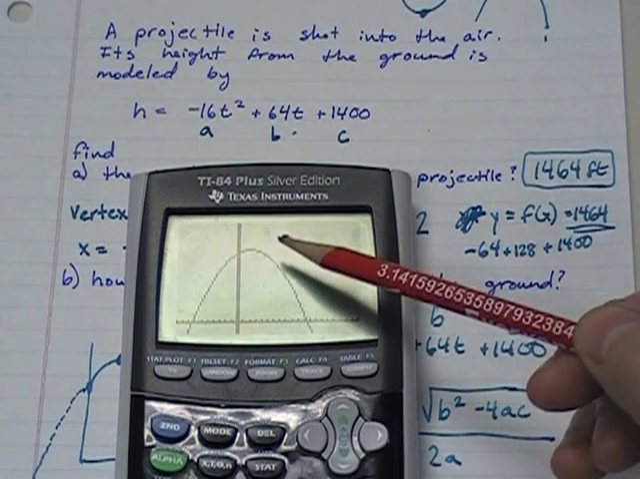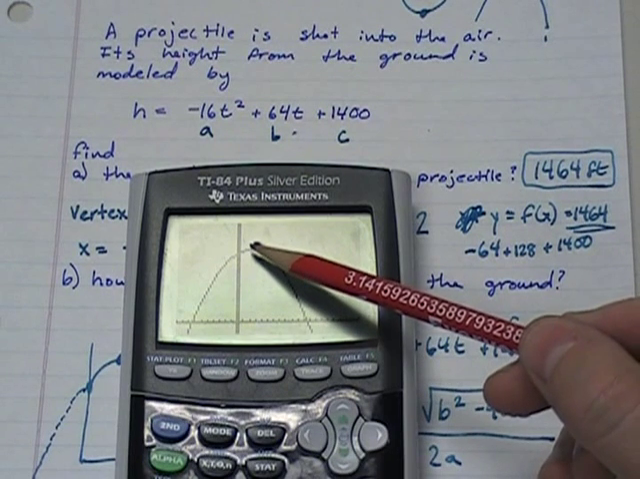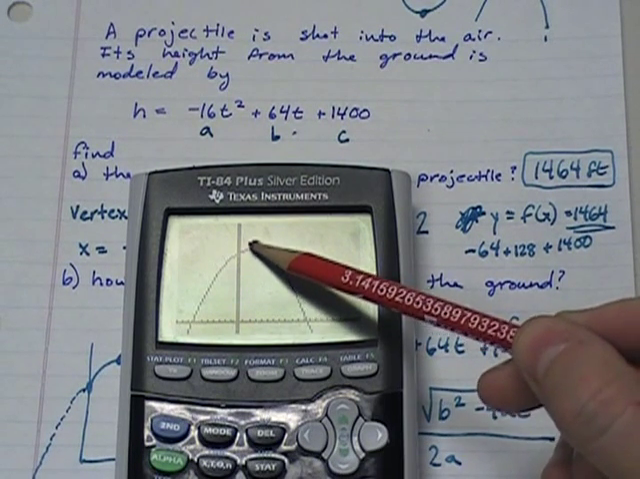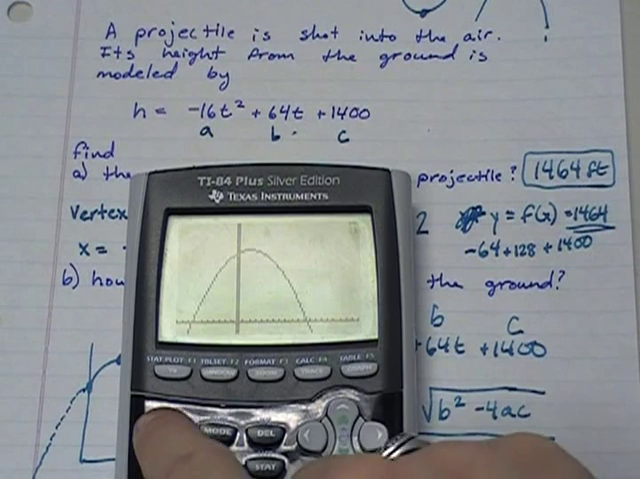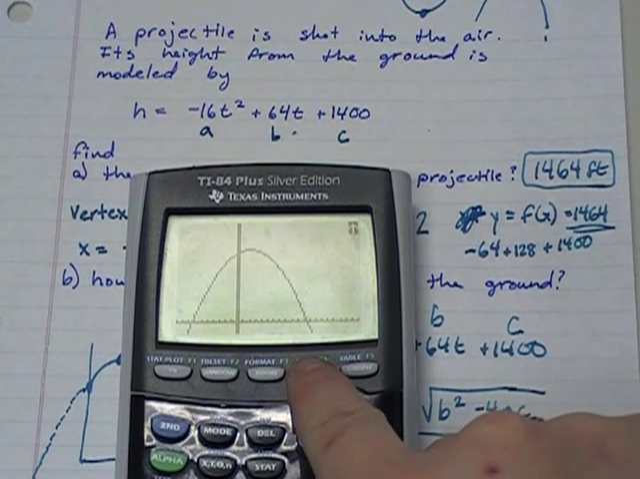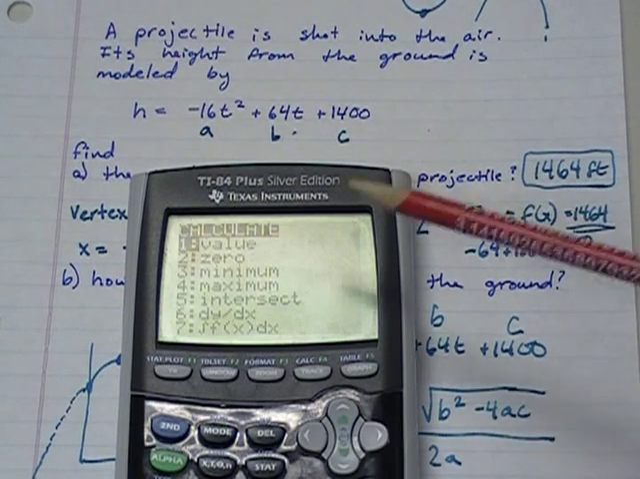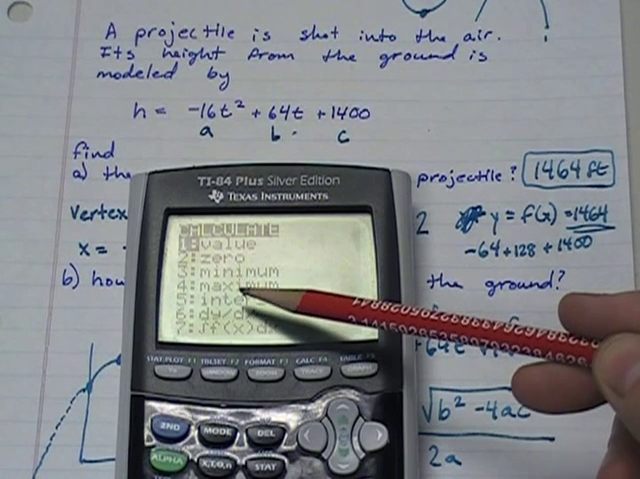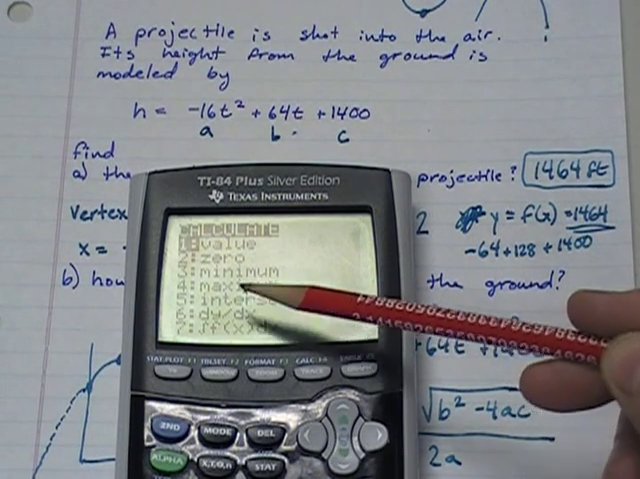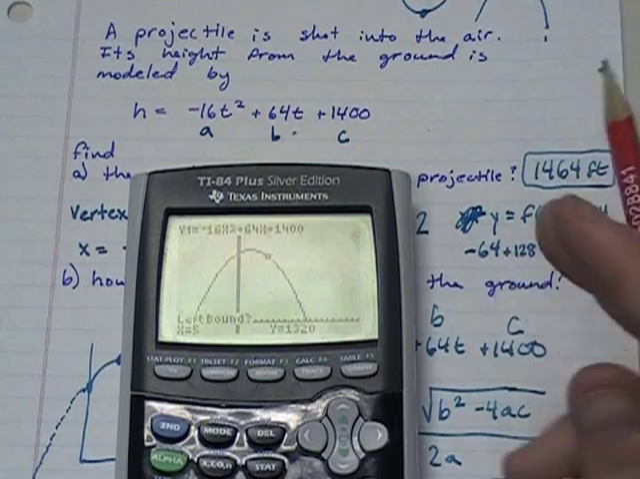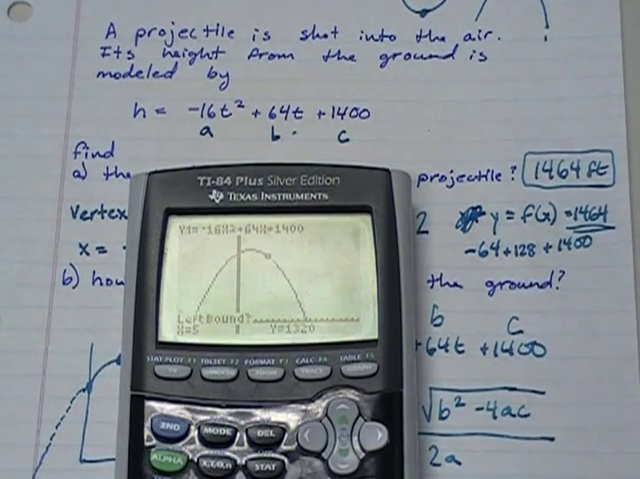Question A says, where is the peak? Well, the peak's going to be right here. So I go to second and then hit the trace button, which is the calculate menu. And you see value, zero, minimum, and maximum. And we're looking for a maximum. So I'll go to option 4. And it's going to ask me a few questions.